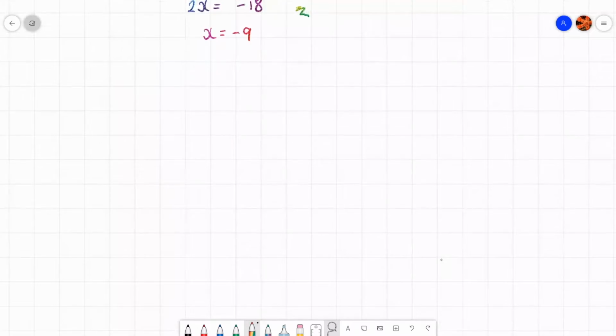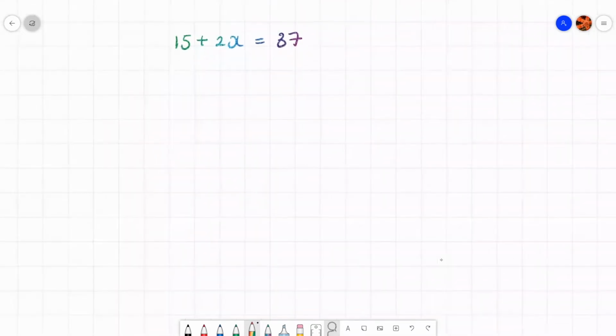Let's have a look at 15 plus 2x equals 37. So we're going to stick to the one where you get rid of the number first, because that was shorter. I need to subtract 15 on both sides. 15 take 15 is nothing. I'm left with 2x equals, and then I've got to do 37, take away 15 is 22.